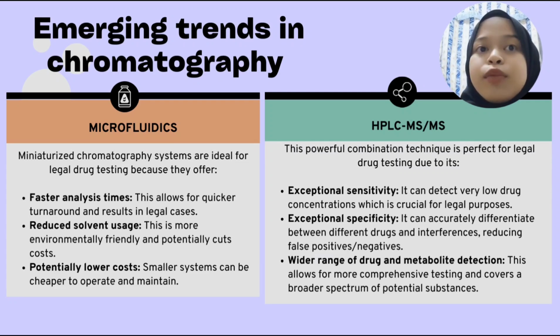Moreover, another powerful combination technique is HPLC-MS-MS. This is perfect for legal drug testing due to its first, exceptional sensitivity. It can detect very low drug concentrations, which is crucial for legal purposes. Second, exceptional specificity. It can accurately differentiate between different drugs and interferences, reducing false positives and negatives.